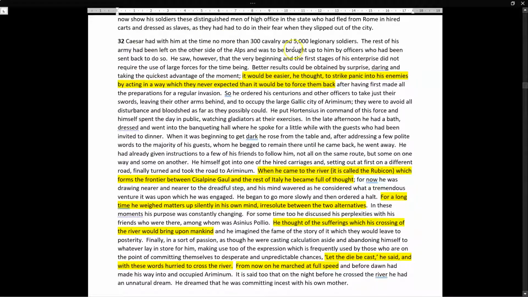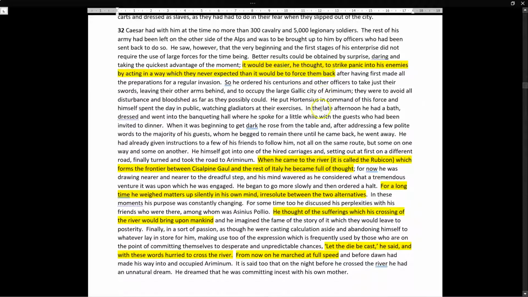So Caesar had about 300 cavalry and 5,000 legionary soldiers. He'd left everyone else behind at this particular point. So basically he thinks it's better to act by surprise in a really unexpected way, because it worked really well for him during the Gallic Wars, to be fair, so he probably was right. He thought it would be easier to strike panic into his enemies by acting in a way they never expected than it would be to force them back. So the element of surprise is a really convoluted way of writing that.